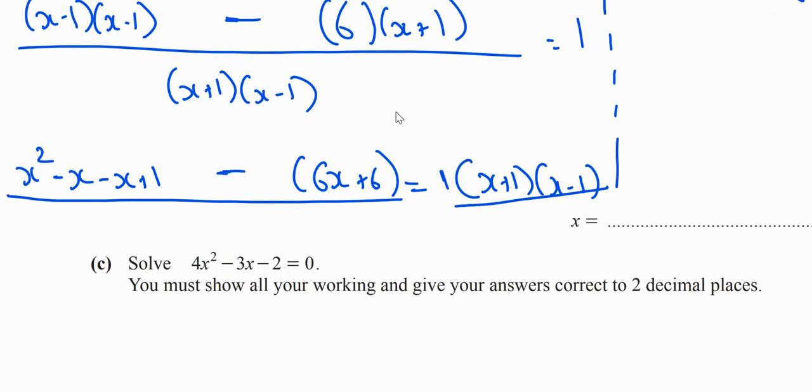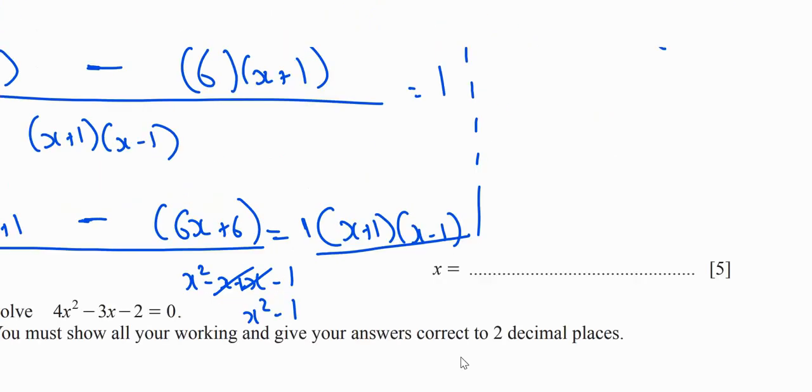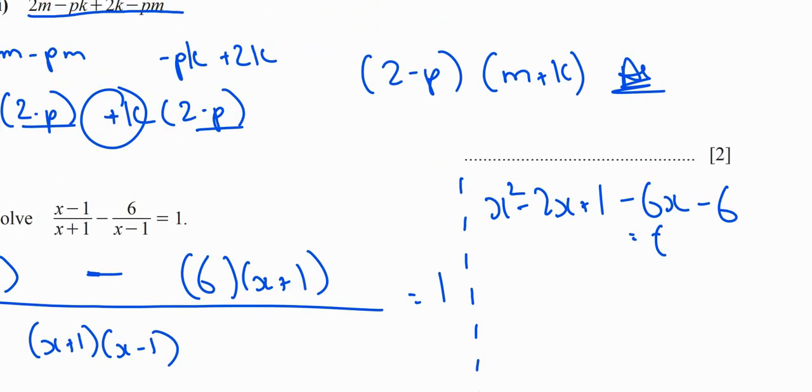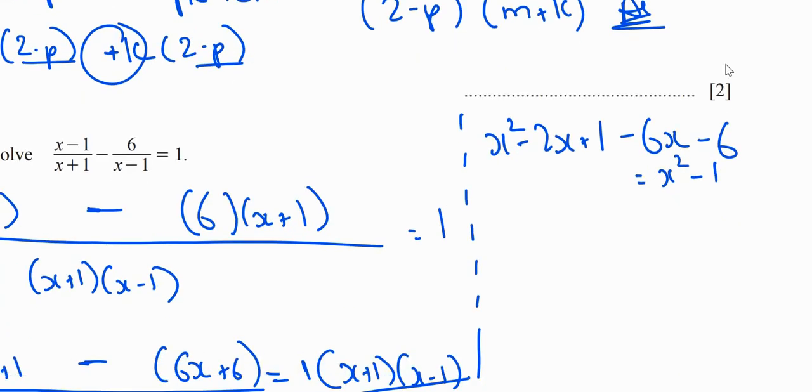This becomes actually x squared minus x plus x negative 1. So this becomes x squared negative 1. Alright, so just write is equals to, let me erase this, is equals to x squared negative 1. Okay, so in short, x squared negative 2x negative 6x is negative 8x plus 1 negative 6 is negative 5 is equals to x squared negative 1.